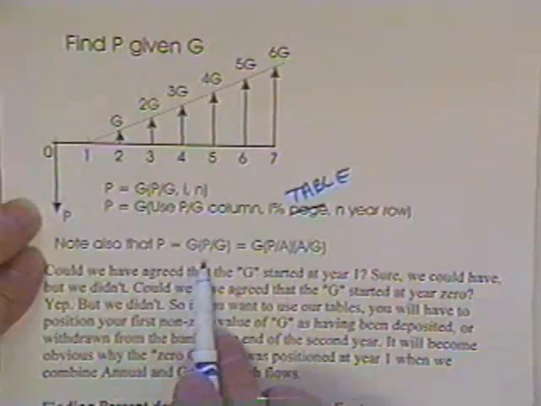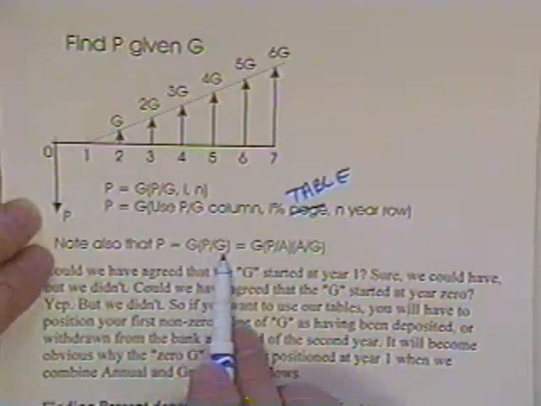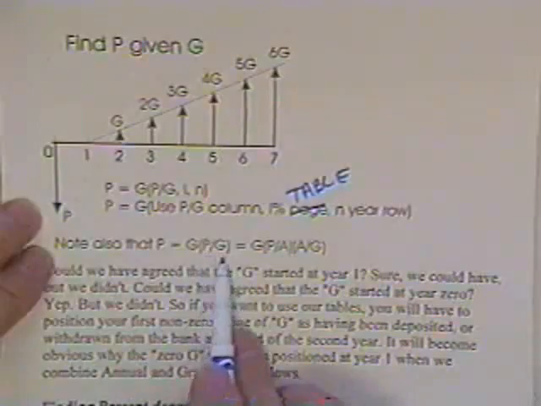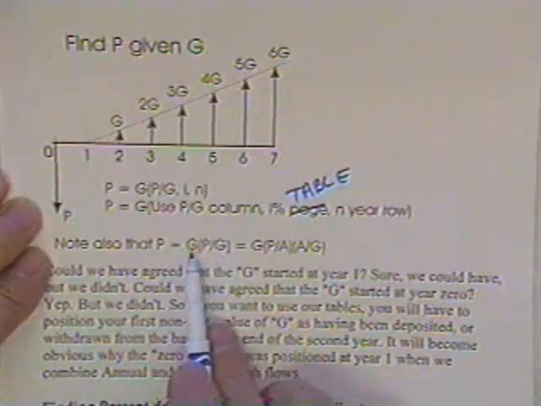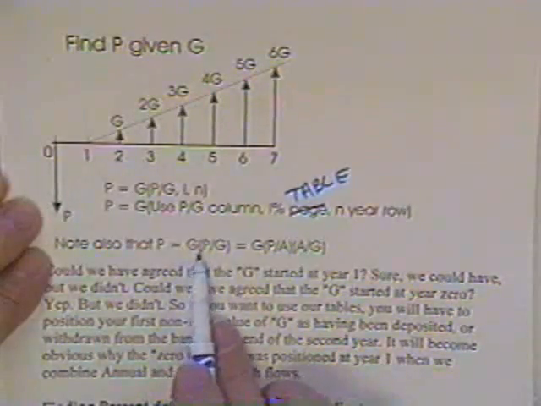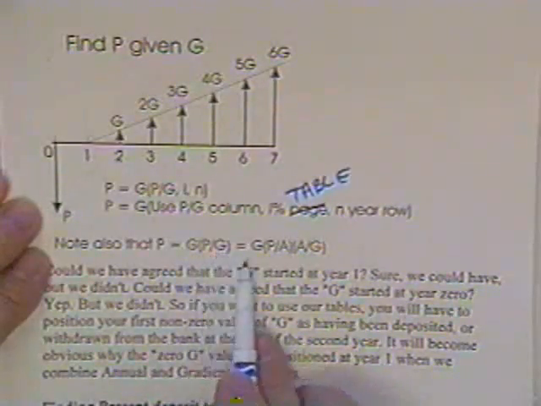Now then, also I believe that P over G is not listed in your book. I guess that's why I wrote this down. But if he asks you something where he says, please give me P, I'll give you G, when you look in there you won't find it.